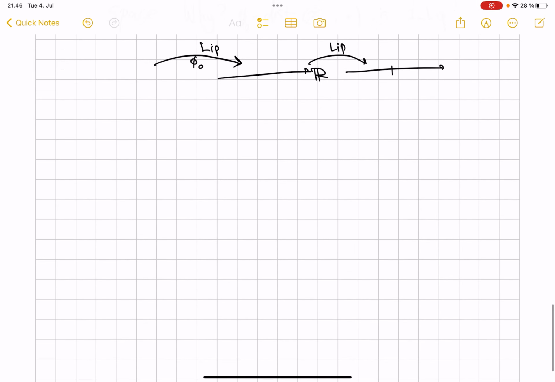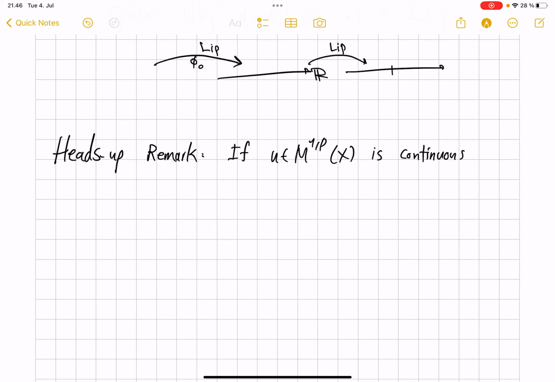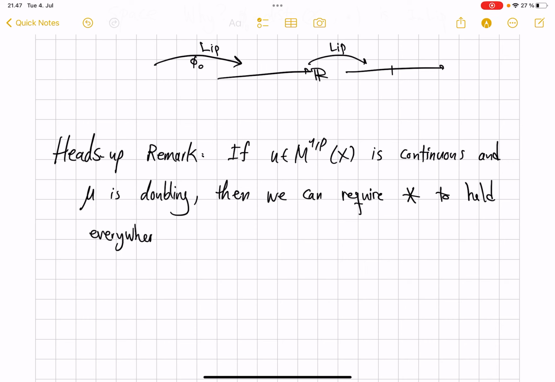Okay, and next one, maybe this is like a heads up to future remark type of observation: if u in M^{1,p}(X) is continuous, that means it has a continuous representative as a measurable function, and measure mu is doubling, then we can require this inequality star to hold everywhere by redefining g on a set of measure 0.